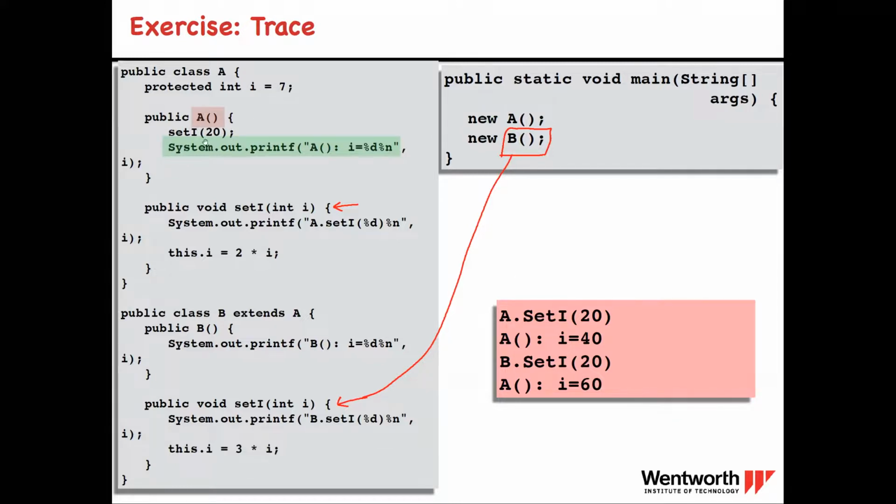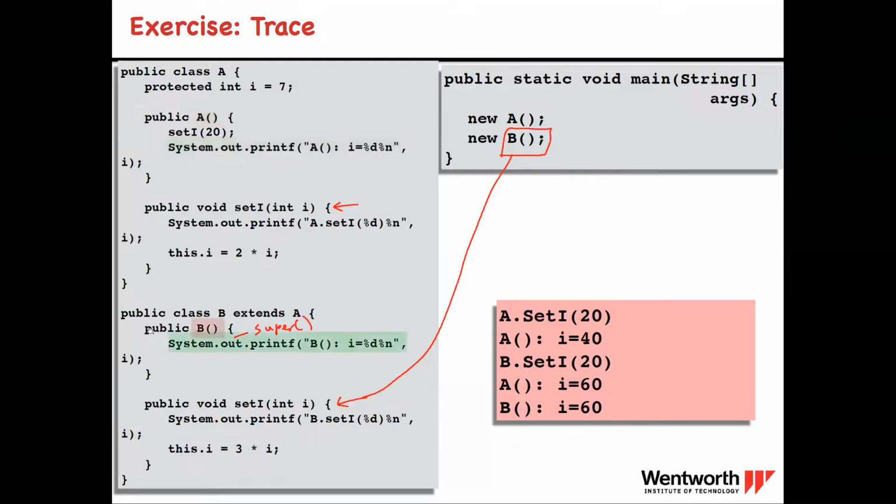Now we're done with the constructor on A. So that means we've just finished the super call here. So we just finished that call because we just printed this line out. So we come back here and we print out B, I equals 60, and then we're done. Okay, this was the most complicated one so far.